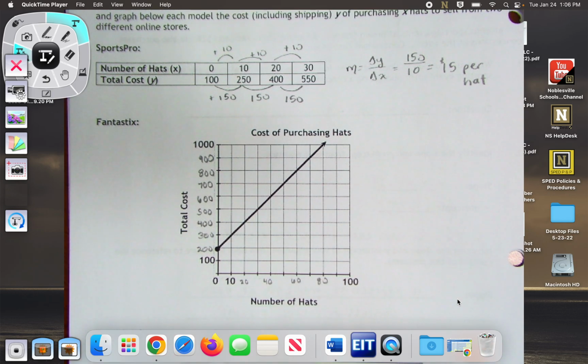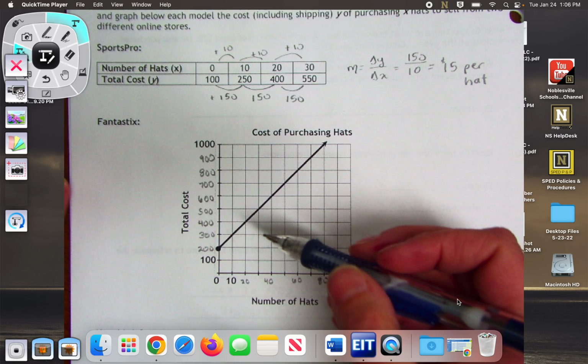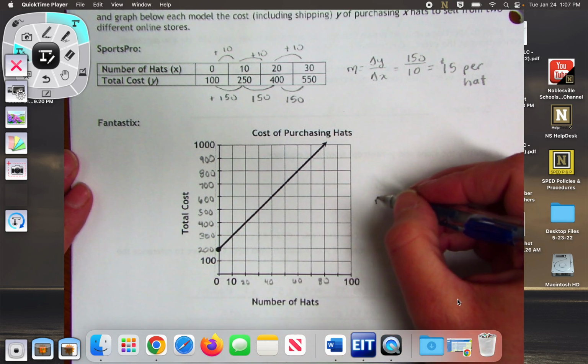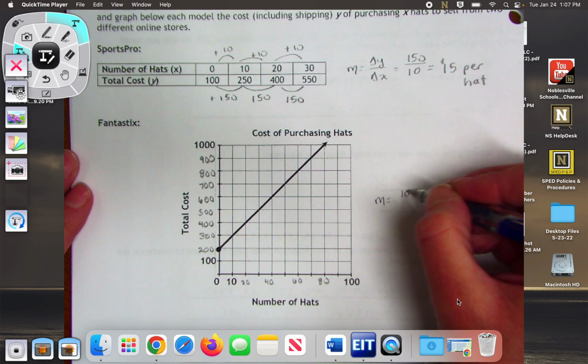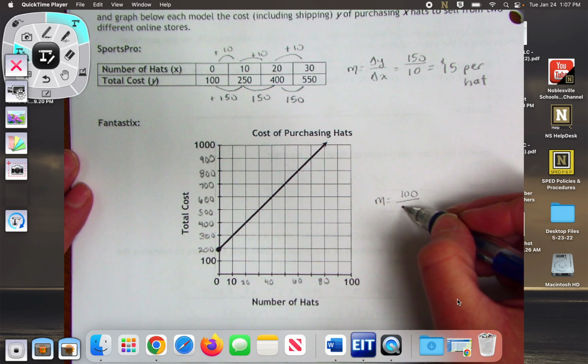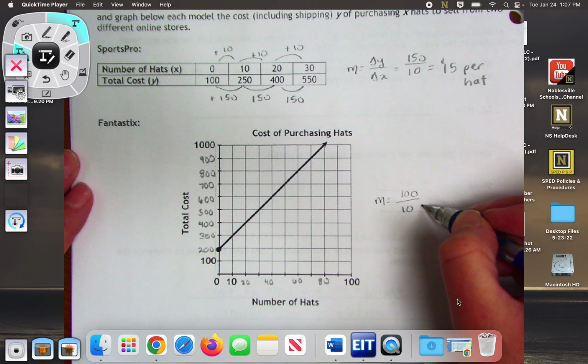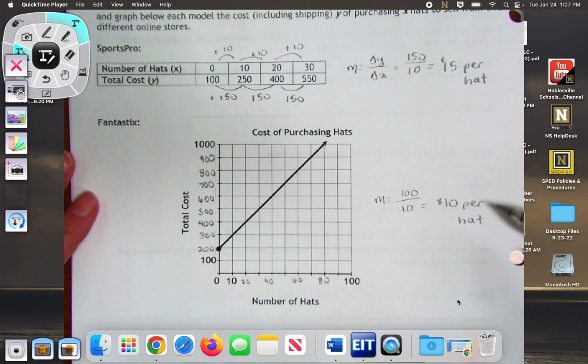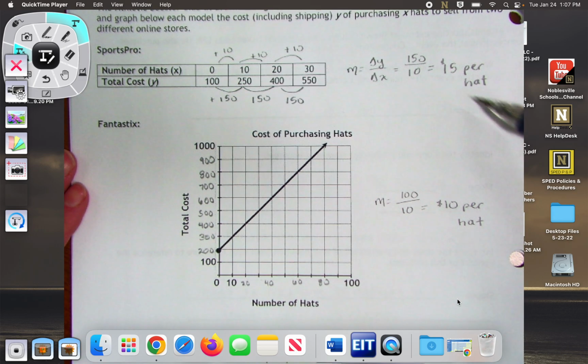So let's figure out how much they pay per hat. My slope here looks like it goes up 100 for every 10 hats. So that's going to be $10 per hat. Cool. So this place seems cheaper, right? $15 per hat, $10 per hat.